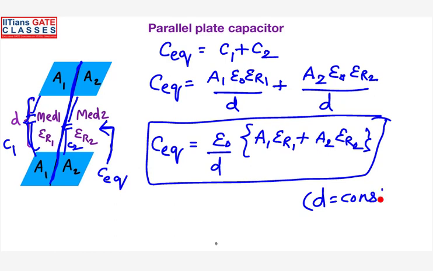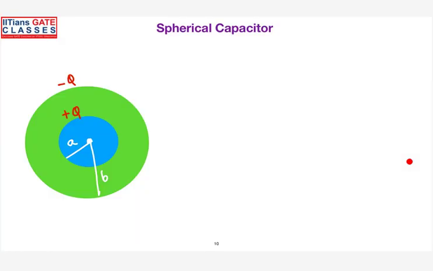So in the previous case, area is constant, and in this case, the distance D is constant. So this is equation 2. And the same concept we will try to apply for the spherical capacitor.